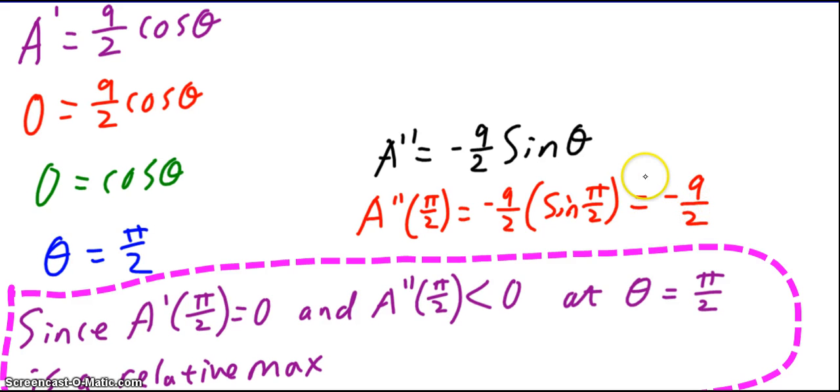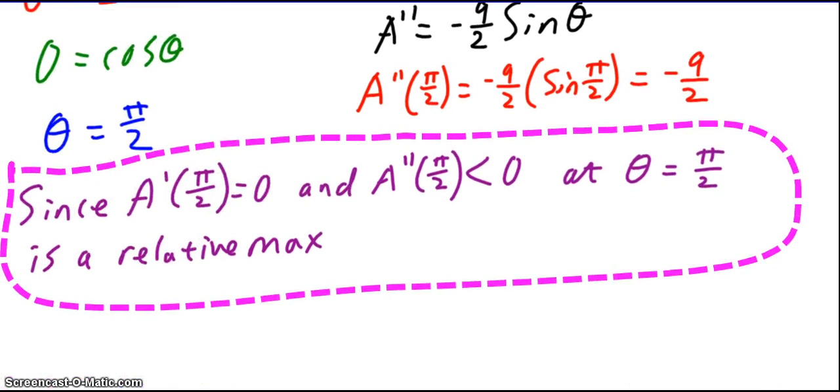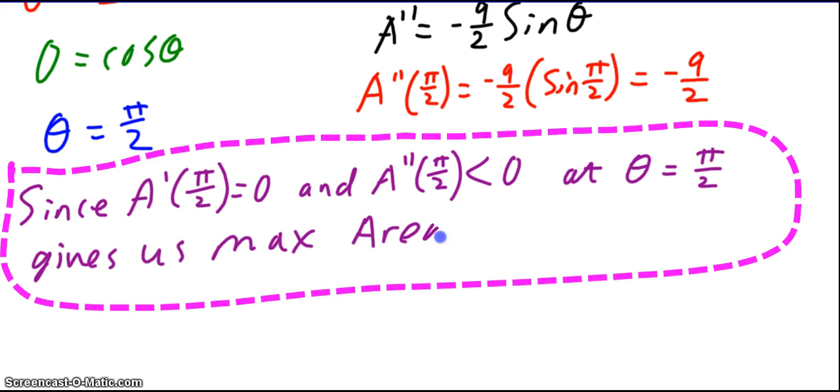The thing that I care about is that it's negative, which means that this is a maximum, because that is concave down. So since A prime of pi halves equals 0 and A double prime of pi halves is less than 0, theta equals pi halves is a relative max. And we actually probably should say at theta equals pi halves, because we want it in the specific context of the problem. That gives us the maximum area in this case.